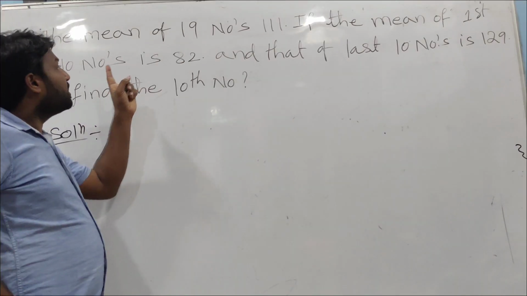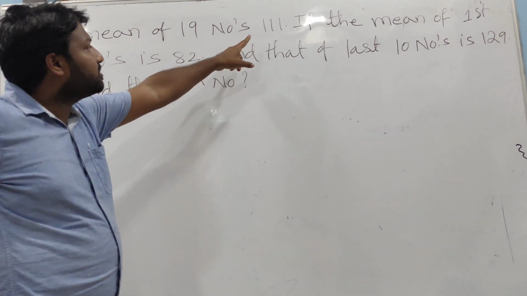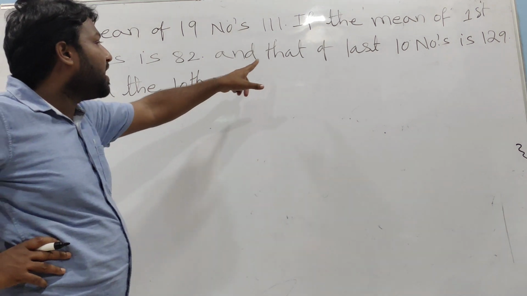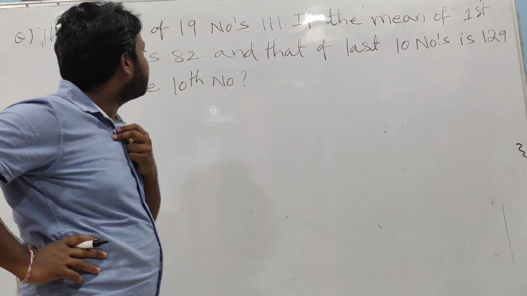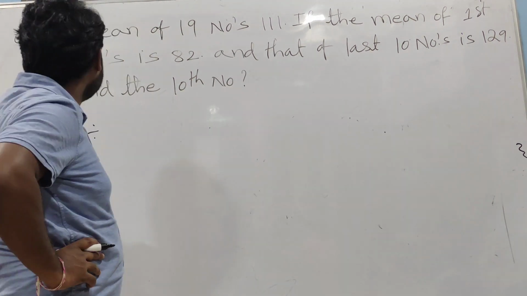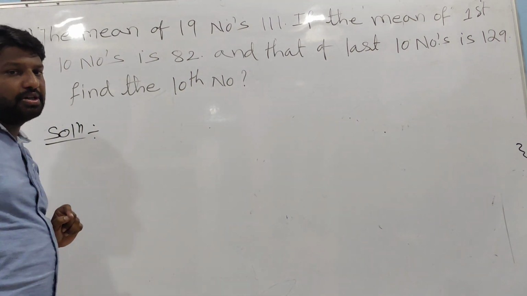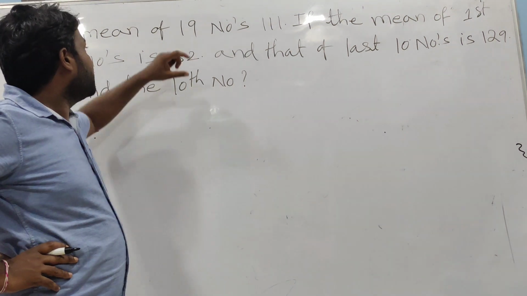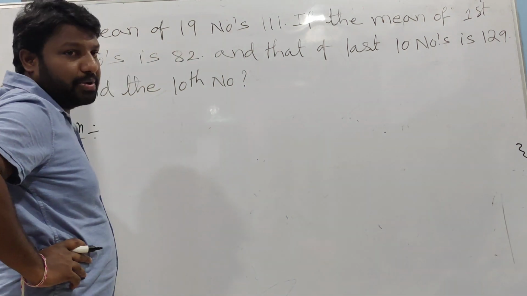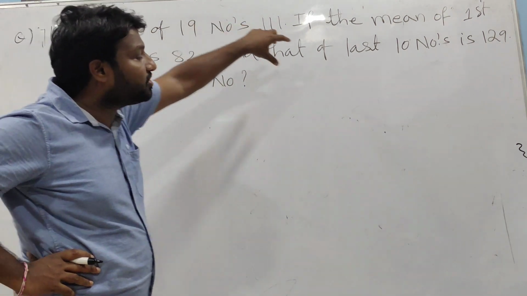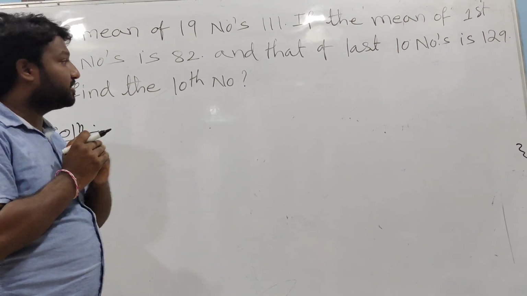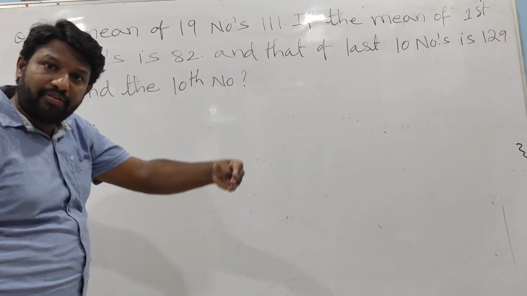Next question is, the mean of 19 numbers is 111. The mean of first 10 numbers is 82 and that of last 10 numbers is 129. Find the 10th number. Now here, same thing, same model. Total how many numbers are there? 19 numbers. The mean of the first 10 numbers and the last 10 numbers are given. Total how many numbers is that? 20 numbers. Here only 19 numbers, so one number will be repeated.